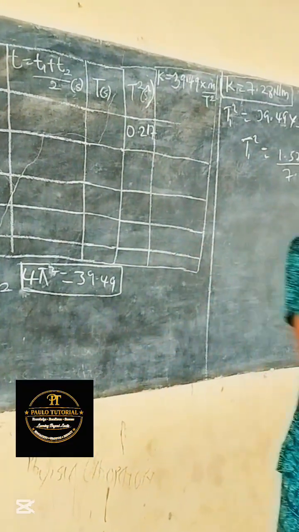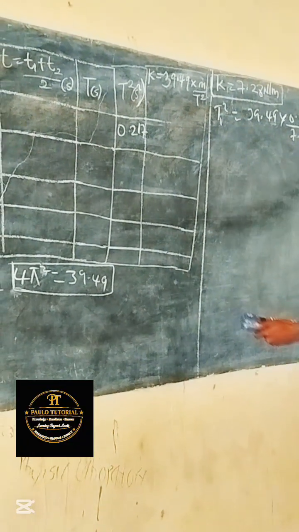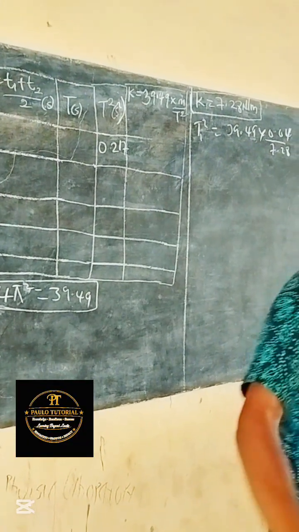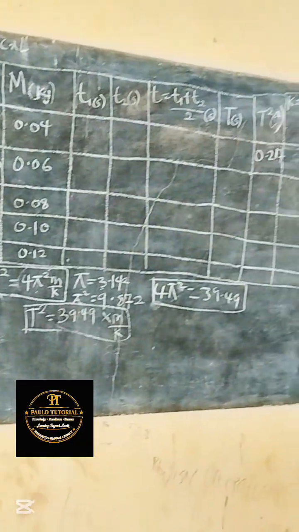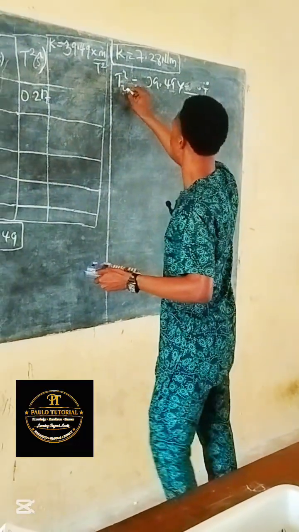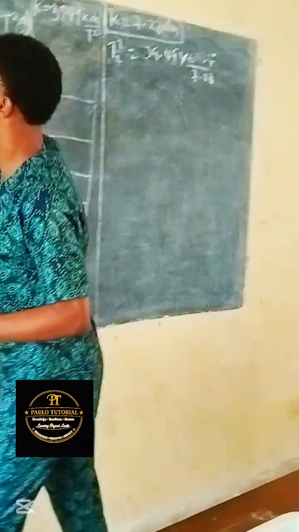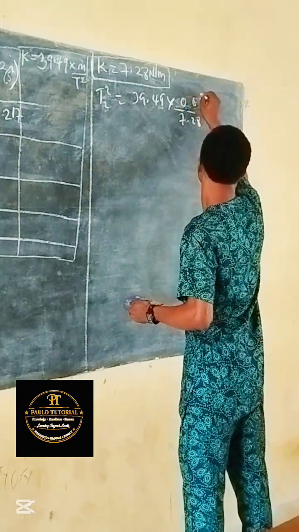Now this is for the first one. What I will be doing is inserting the mass. It is the mass that will be changing. Please take note, it is the mass that will be changing. So for the second period, what is the mass? 0.06. I'll change it to 0.06.